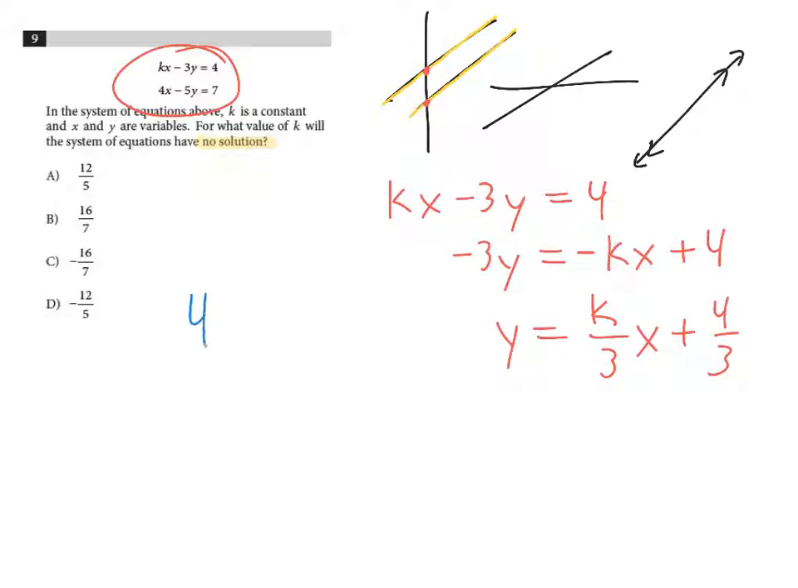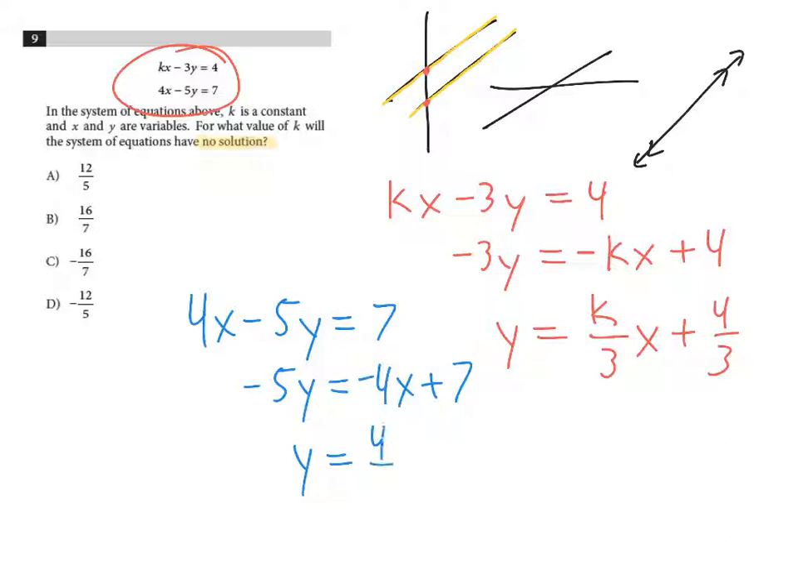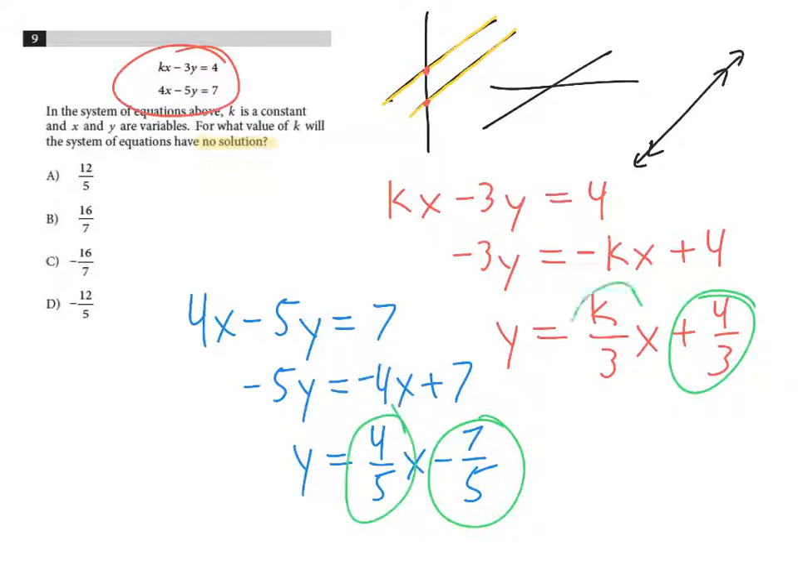We're going to get 4x minus 5y equals 7. I'm going to subtract 4x from both sides, -5y equals -4x plus 7, and divide by -5. I'm going to get y equals 4/5 x minus 7/5. So as we can see, yes, we have different y-intercepts, and we know that the slopes have to be equal.